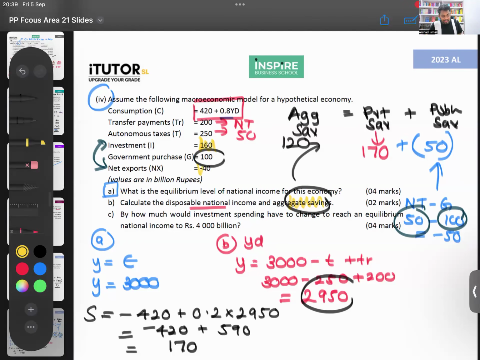I plus NX should also give you this because aggregate savings at the end of the day is domestic savings. So 160 minus 40 should also give you that 120. But I feel going this way would be a better method since this is a unit 6 question. Can you check in the marking scheme? Have they given an alternative answer for I plus NX as well?